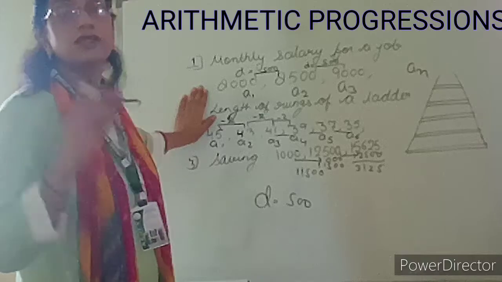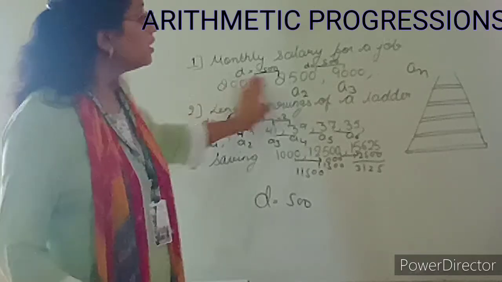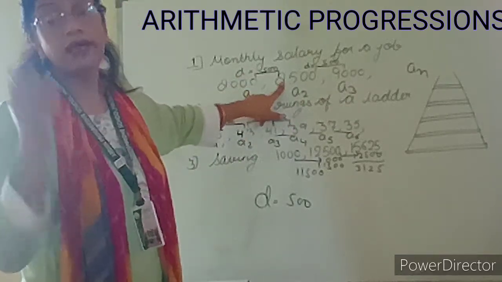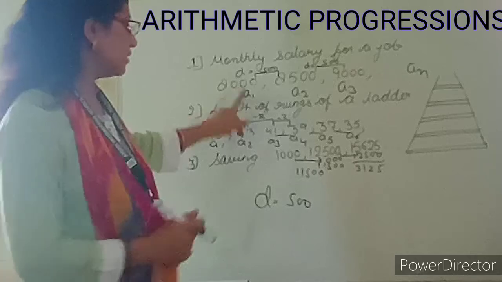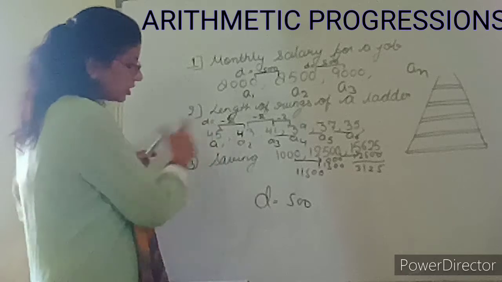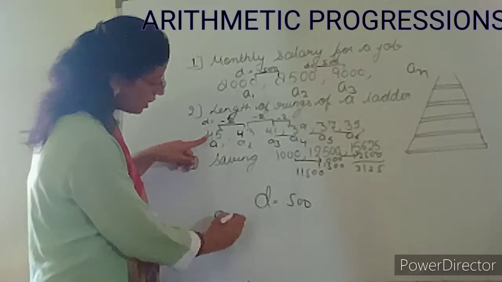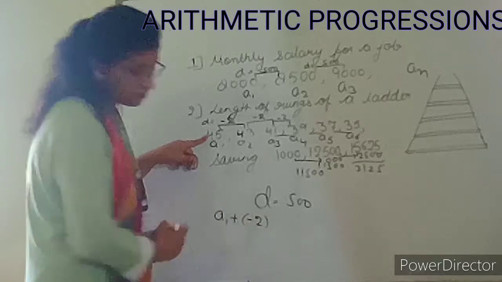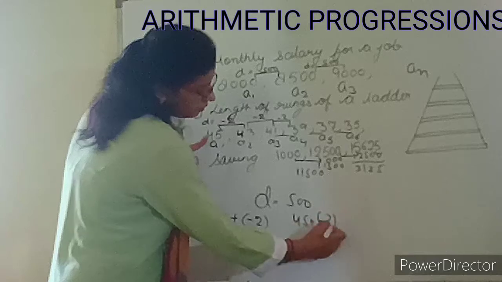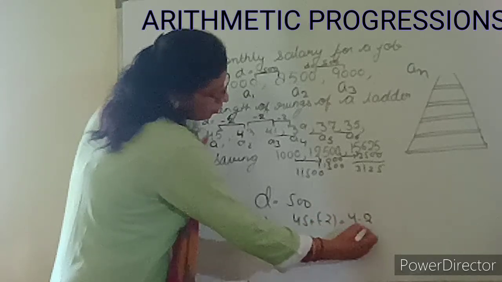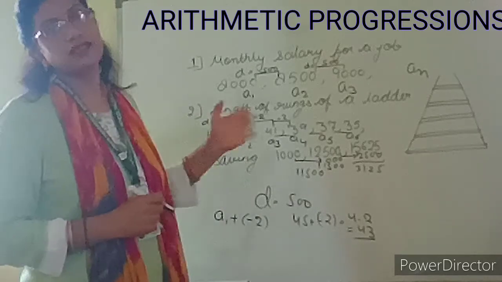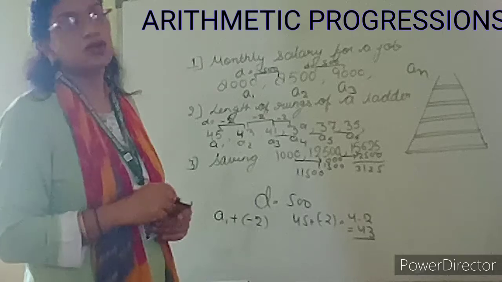These things we have seen here. What is AP? AP is a series or list of numbers in which every term is obtained by adding a fixed number to the preceding one. In the second one, we are not adding, we are subtracting, but it is also the same. In the first number we are adding -2, so that means 45 plus -2, 45 minus 2 gives 43. It is also adding. So we are adding something to get the next term. These are called AP.